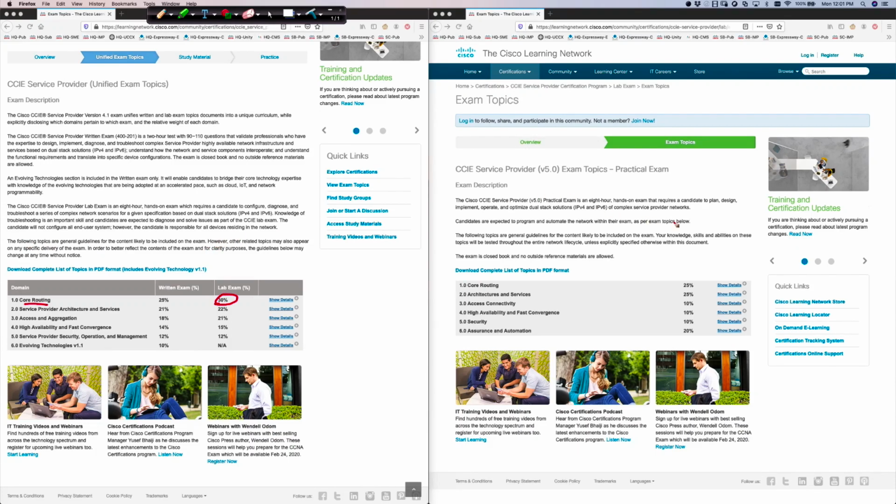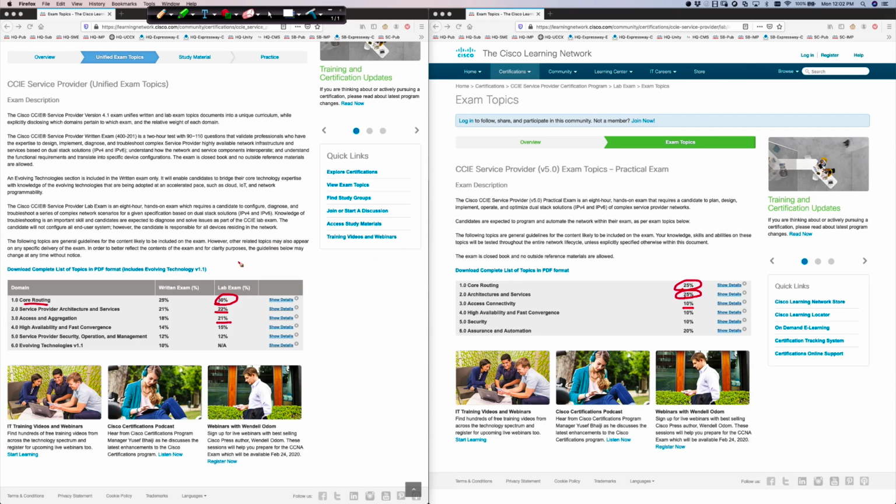If you look at the previous version, core routing was 30% of your lab exam, versus now core routing is going to be 25%. Core routing is mainly going to be your IGPs, ISIS and OSPF, which are the core of the service provider environment. Domain 2, service provider architecture and services, was earlier 22% and now is 25%. Access and aggregation, where we have the PE and CE communication and what routing protocol is running between them, was 21% earlier and now is going to be 10%.